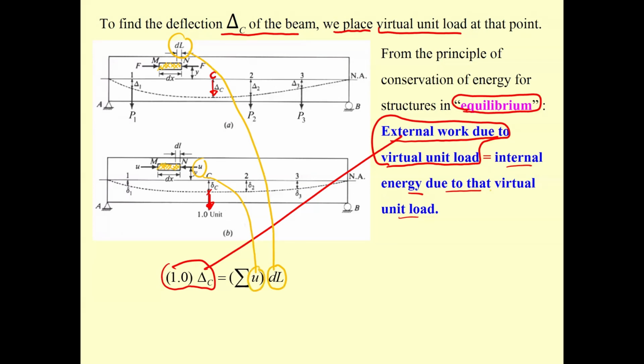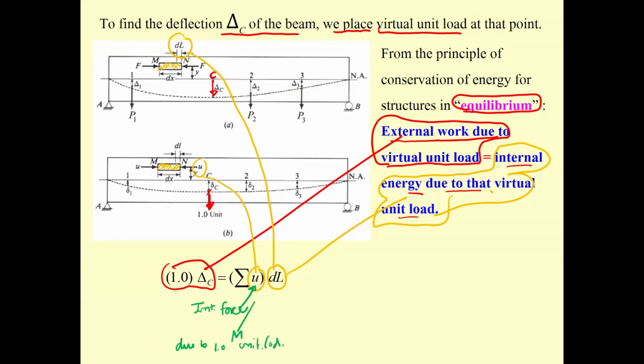We call it the internal virtual work for this portion. You can see the term on the left-hand side, the red one, you don't do any calculation. For this one, your work is going to determine two things. One, you need to determine the internal force or internal moment due to 1.0 unit load.